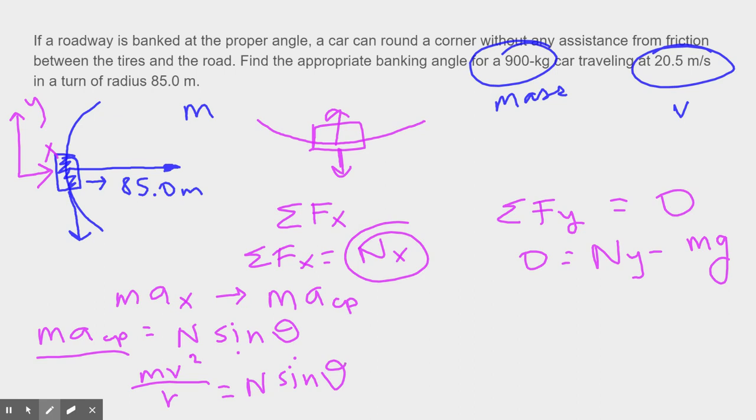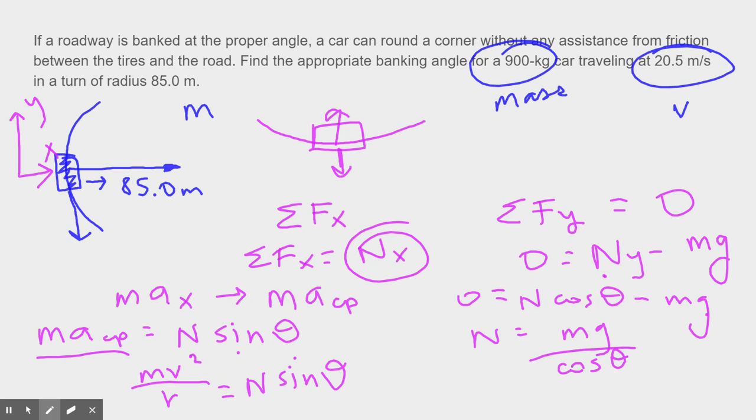Over here in the y direction, let's go ahead and replace this component. It's going to be 0 equals n cosine theta minus mg. We can rearrange that, and we can actually see that the normal force is equal to mg divided by the cosine of theta.